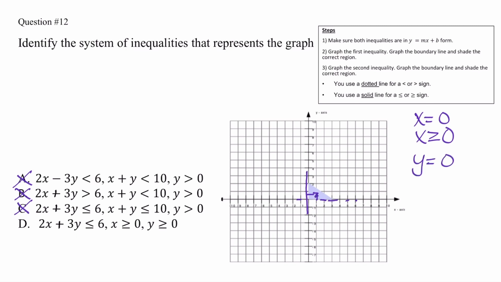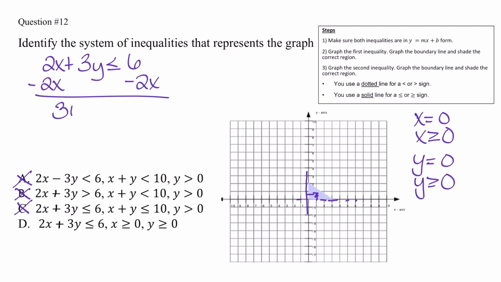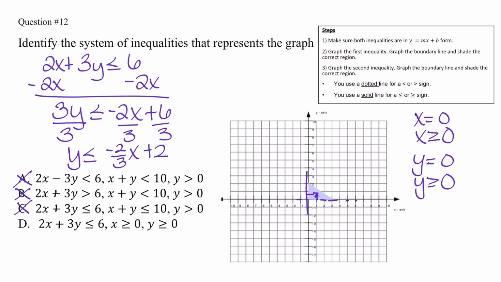Everything above that is shaded, so that's going to be y is greater than or equal to 0. So now let's make sure that 2x plus 3y is less than or equal to 6 does work for the third boundary line. If we convert this to slope-intercept form, this is going to be 3y is less than or equal to negative 2x plus 6, and we can divide everything by 3, which gives us y is less than or equal to negative 2/3 x plus 2. So that's going to have a y-intercept at 2 and a slope of down 2 over 3.